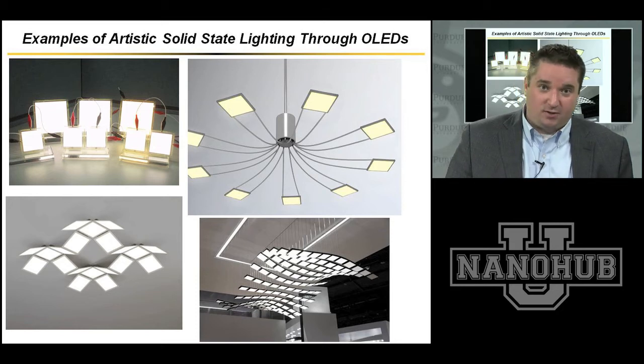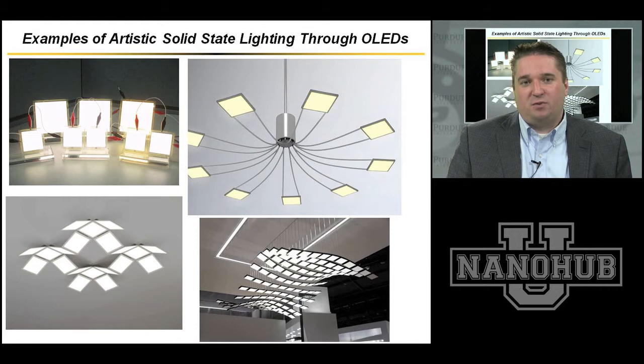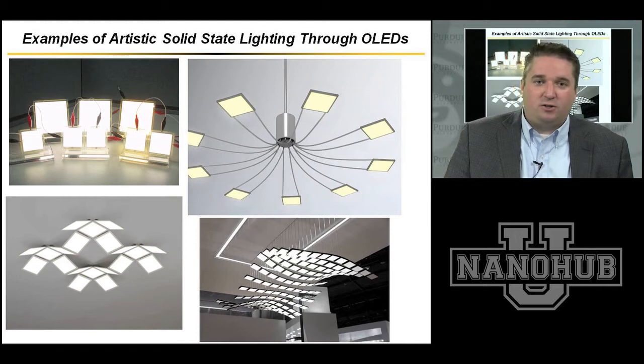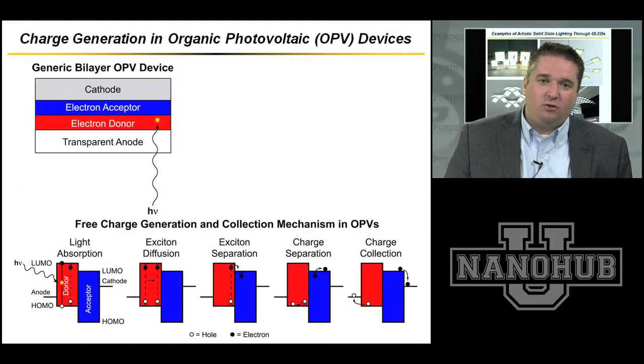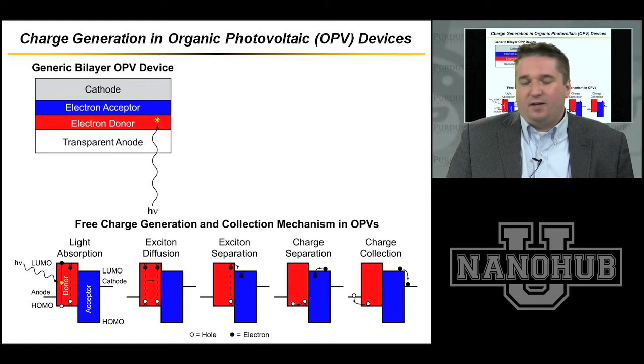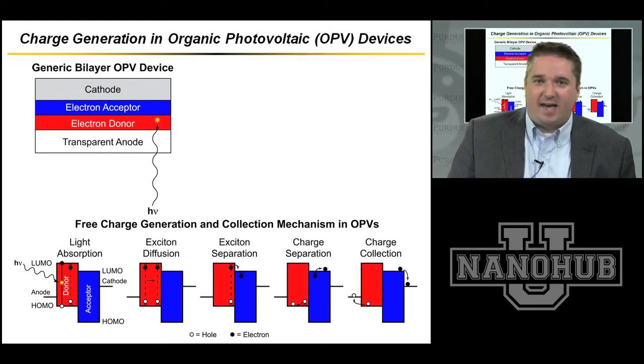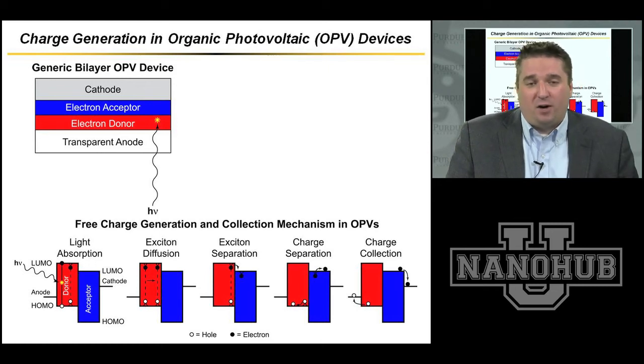The opposite of this, obviously, would be to take light and then convert it into electricity. And that's the general operating mechanism of a photovoltaic device. And in fact, organic photovoltaic devices are becoming more and more popular and are approaching commercial viability. The way that these devices work is that we have two metals, an anode and a cathode, and in between them we have our polymeric or organic species.